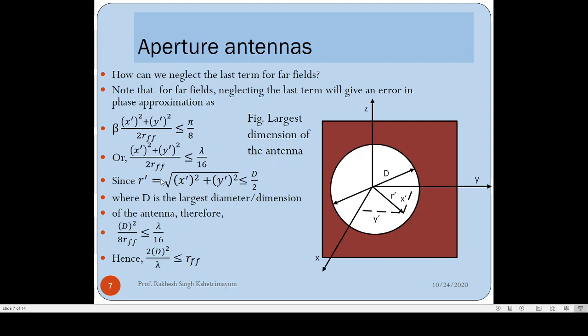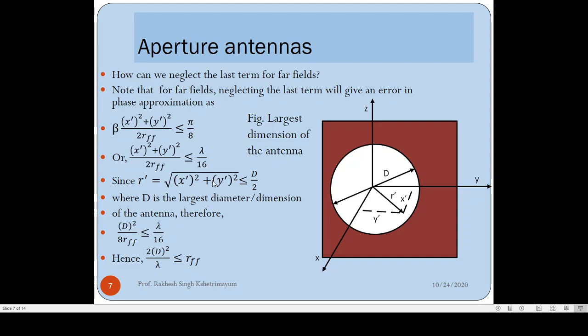And you know the range of values for this r dash. r dash can have a value from 0 to d by 2, because this is the whole aperture here. At this point r dash will be 0, and at this point it keeps on increasing. The maximum it can have is d by 2. So r dash is bounded by d by 2. This is the dimension of this aperture here.